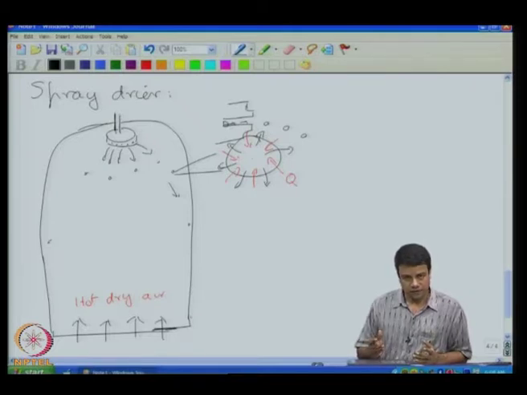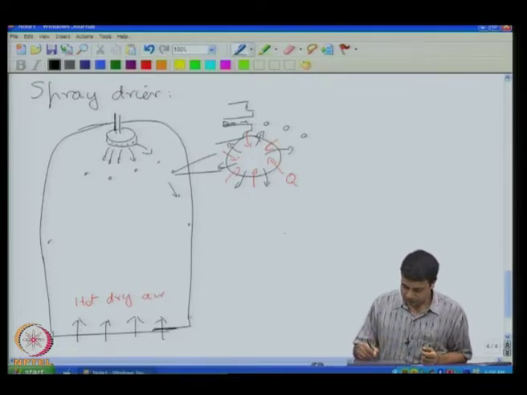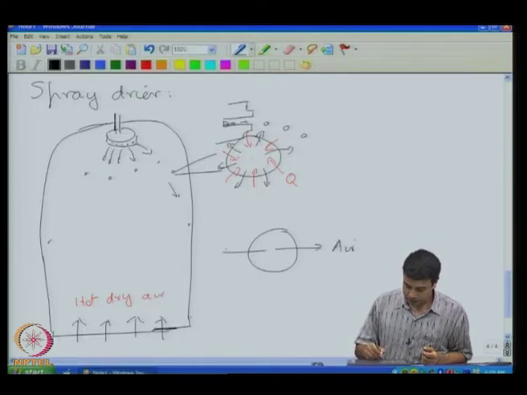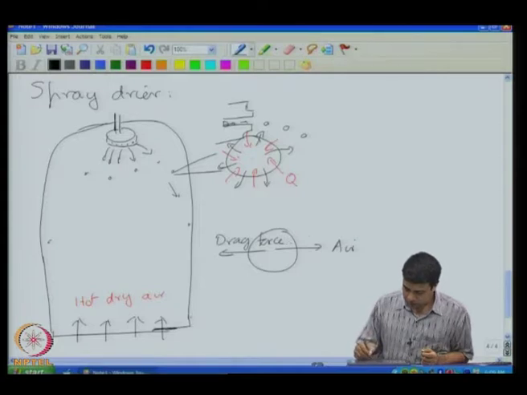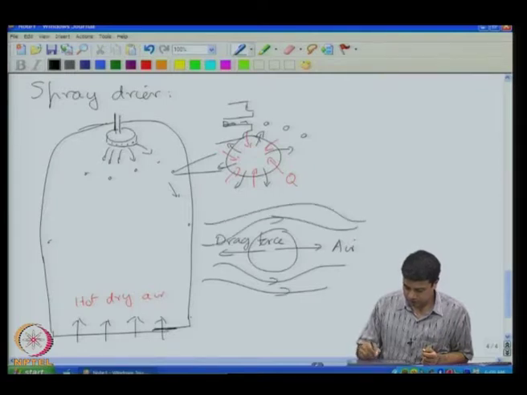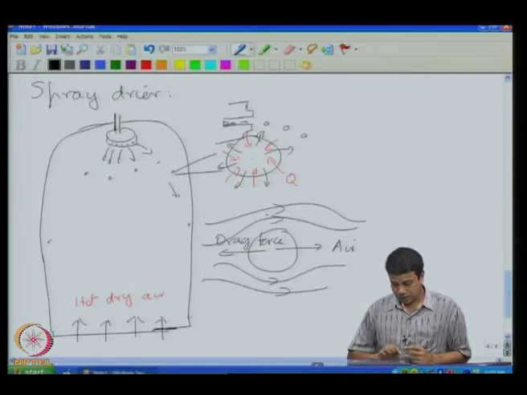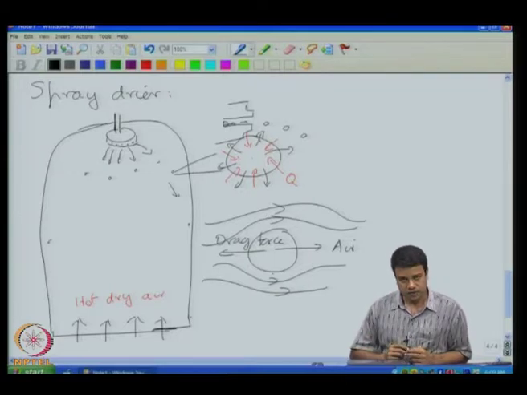There is a gravitational force acting downwards because of the weight of the droplet. There is also what is called a drag force, which tends to oppose the motion of the droplet. So, if a droplet is moving through the air, it is exerting a drag force in the opposite direction. So, this droplet is moving through the air, and therefore, you will have some fluid velocities in the region around the droplet.